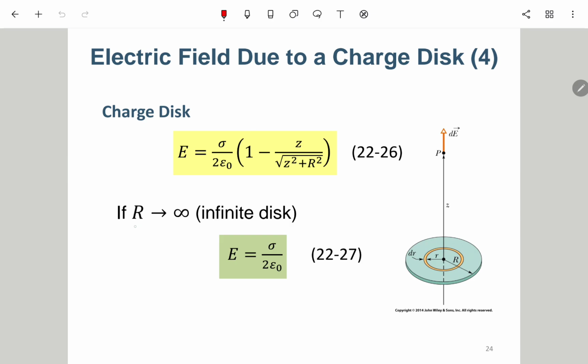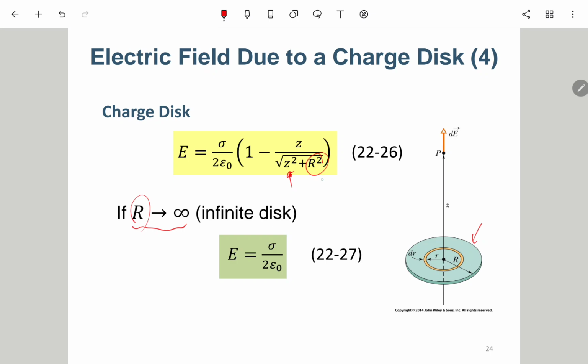We have an assumption which is that capital R tends to infinity. Capital R is the radius of the disk. If R tends to infinity, it means that this disk is infinitely large. So if R is infinitely large, R is much larger than z. In the pure physics assumption before, we assumed z is much larger than R, but this time it is the other way around. That's why at the beginning we don't use the approximate result, we keep the original expression.